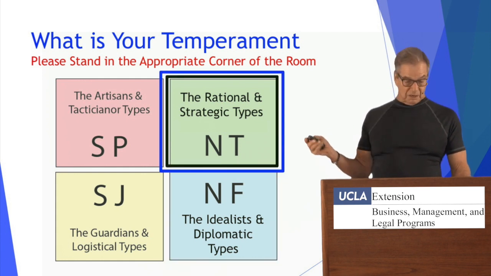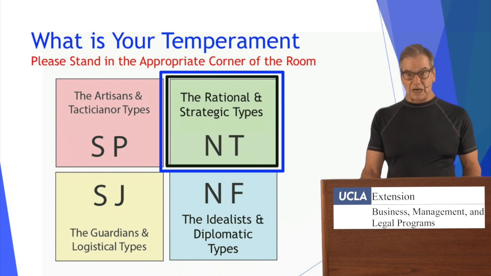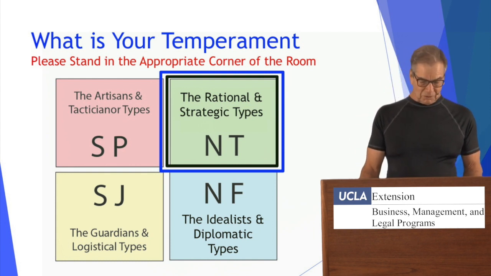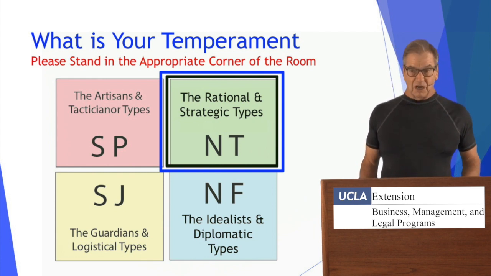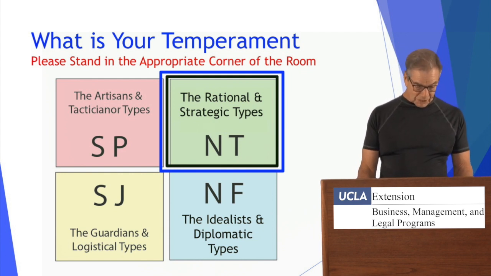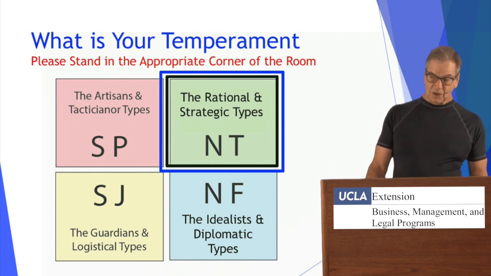Next is the NTs, and the NTs are what we call the rationalists. They're in love with their brain. They're all about logic, strategy. What they do best is strategy. They're strategic thinking in all that they do. They love solving complex problems. And so there's our introduction to our temperaments.